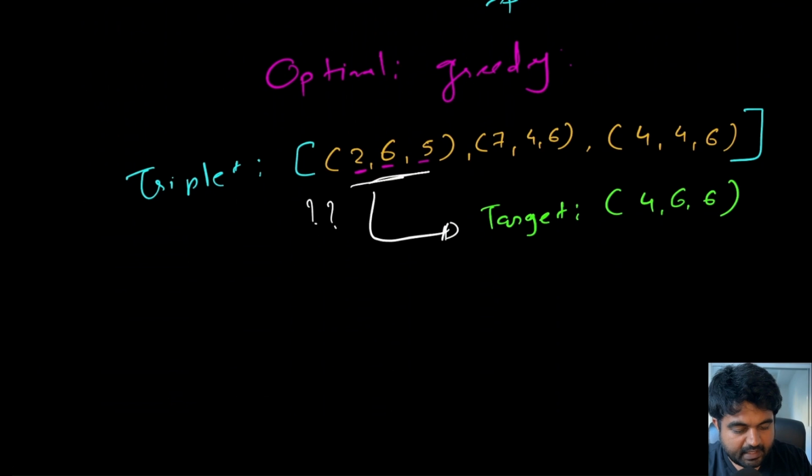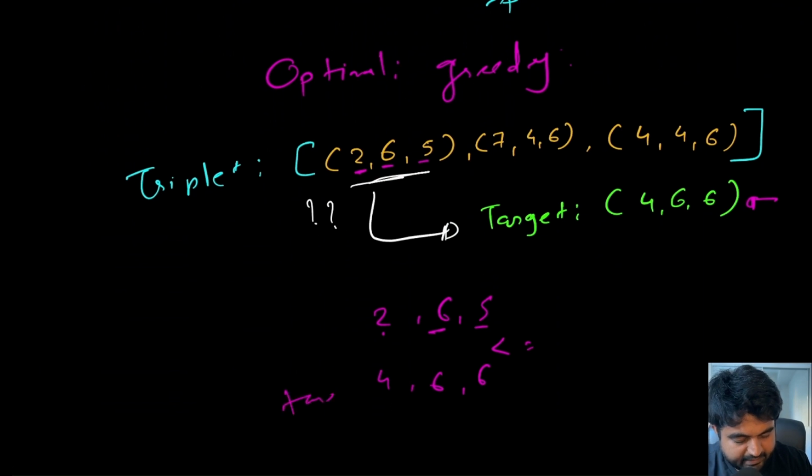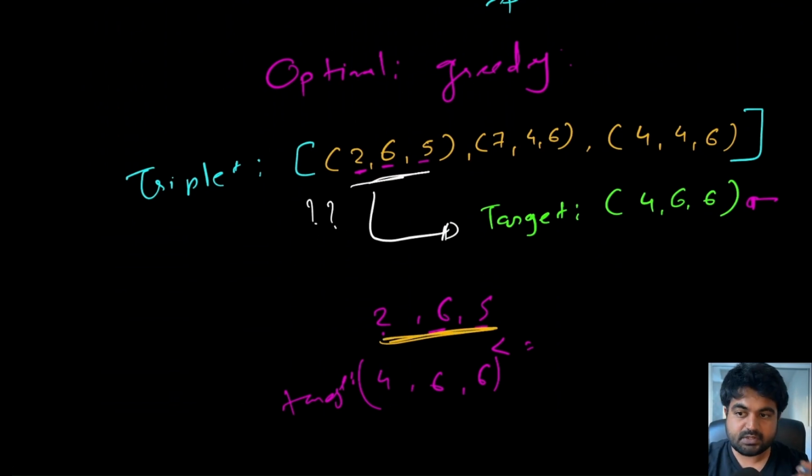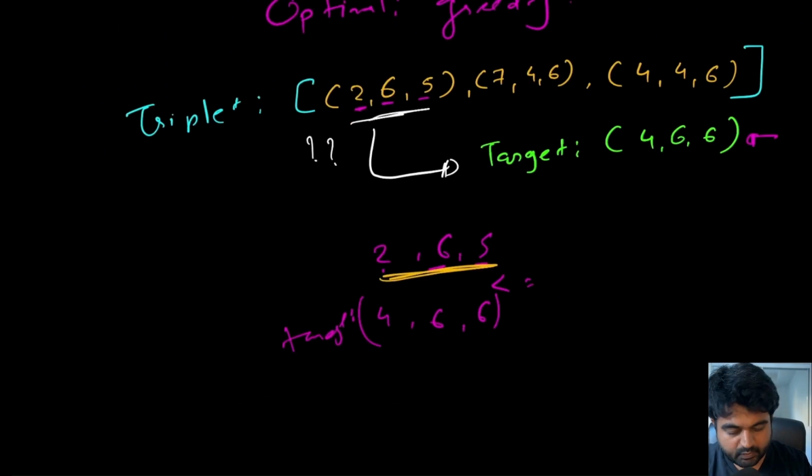And we are given the target to be 466. In this case, we can notice that every single value, so 2, 6 and 5, comparing with 4, 6 and 6, notice that every single value inside this triplet is actually less than or equal to the target triplet that we have, which means this can be a potential candidate that we can use in future for the merge operation.